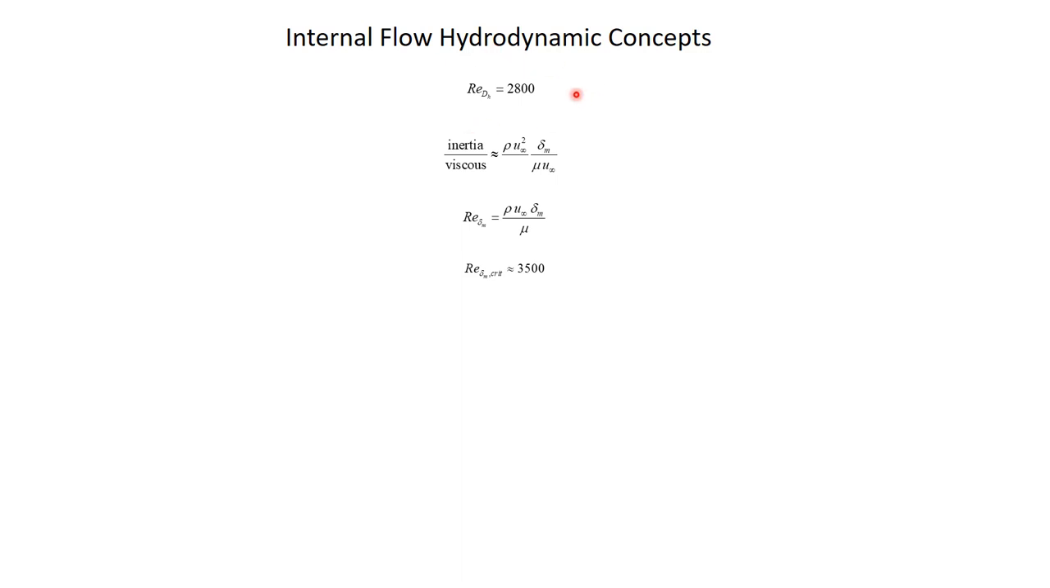It's actually a little bit smaller for an internal flow typically, and that's probably because the core of the fluid near the center is actually speeding up, right? So you have that additional inertial force.